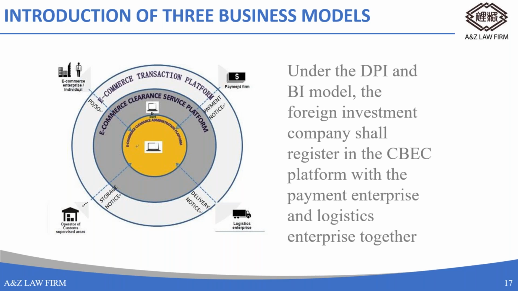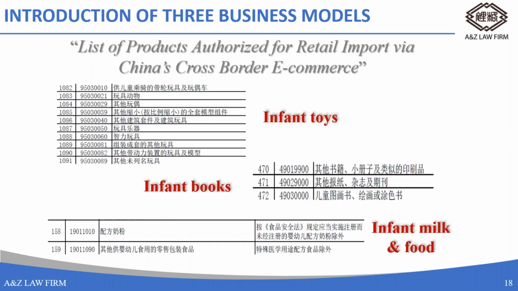Now let's move to the next slide and see something that is also important to highlight, because depending on the model you use, you may need to be aware of this list. This list is called the List of Products Authorized for retail import via China's cross-border e-commerce. If you are under the DPI and BI model, you really need to look at it. There are thousands of items listed, of course in Chinese, and these are all the items that you are allowed to import. It is very important that you verify that the goods you want to import are here, because otherwise you may not comply with local laws and regulations. Now, having said so, let's see what advantages and disadvantages the three models bring.